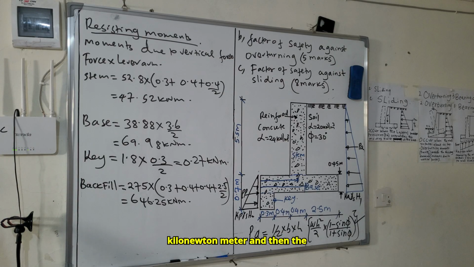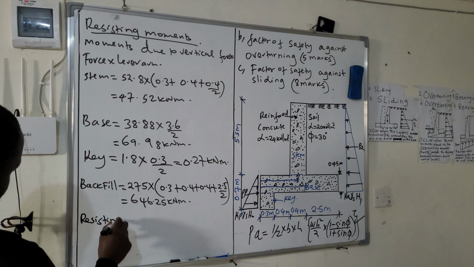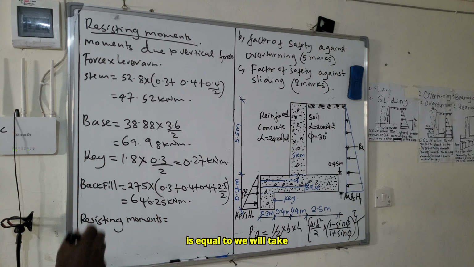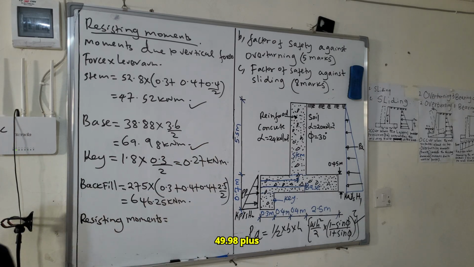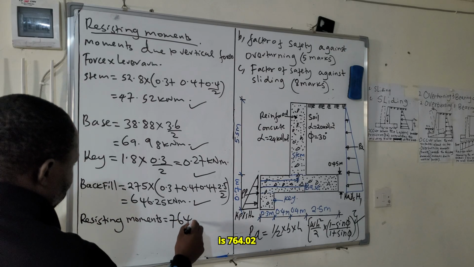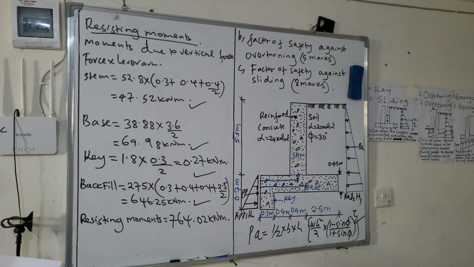And then the resisting moment is equal to, you will take 47.52 plus 49.98 plus 0.27 plus 646.25, and the resisting moment is 764.02 kilonewton meter. So that is the resisting moment.